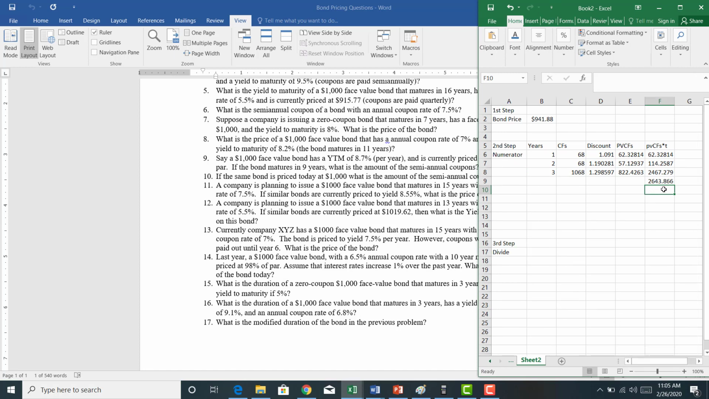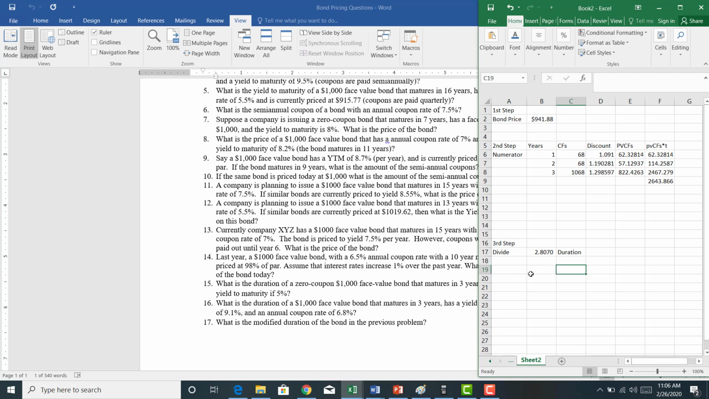Okay, I get 2643.87. The third step is to divide. I get duration by dividing this number by the bond price. And duration is slightly less than 3. It's 2.807. Okay, this is my duration. And this suggests that for every 1% increase in yields, this particular bond will decrease by 2.807%.